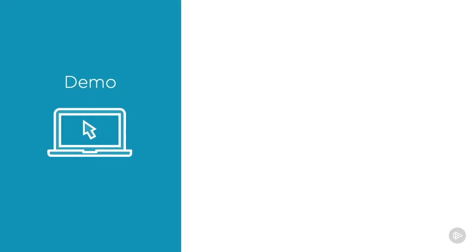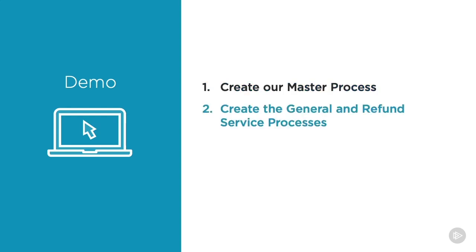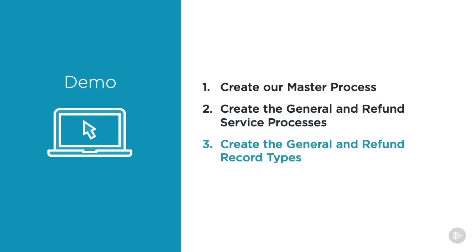In this demo, we are going to set up our support processes. To do that, we will need to have 3 steps in mind. First, we'll need to create our master process that contains all of the steps our support processes will need to leverage. Then, we'll need to create both our processes for general and refund requests. Finally, we will have to link those 2 support processes to the correct record types. So, let's get right at it.